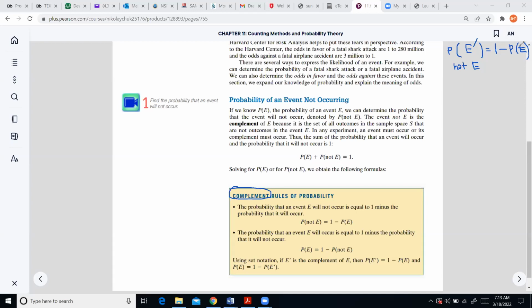So for example, if you're looking at genders of children, say girl and a boy. So if we say 50% it's a girl and 50% it's a boy, 50, 50.